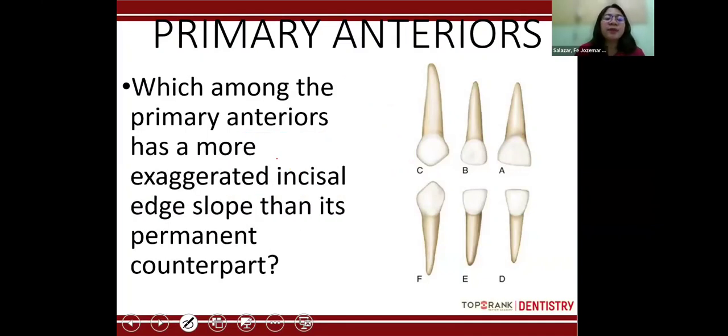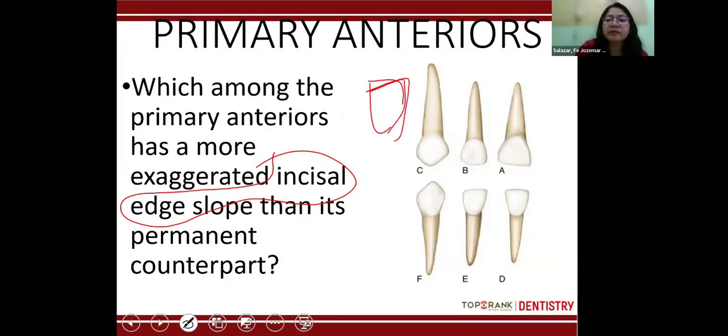Which among the primary anteriors has a more exaggerated incisal edge loop than its permanent? Where do we see the incisal edge loop? Meaning, its crown looks like this. Incisal edge loop, because the mesial surface is longer than the distal surface. Which tooth is that?